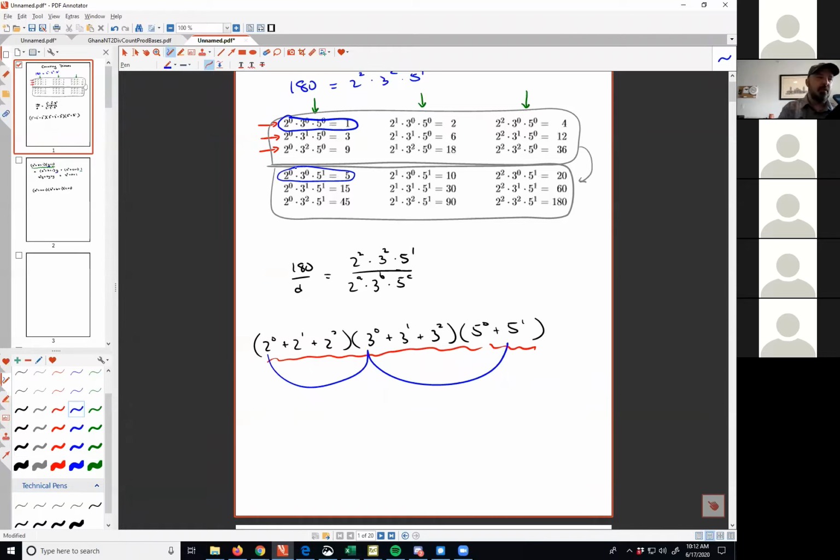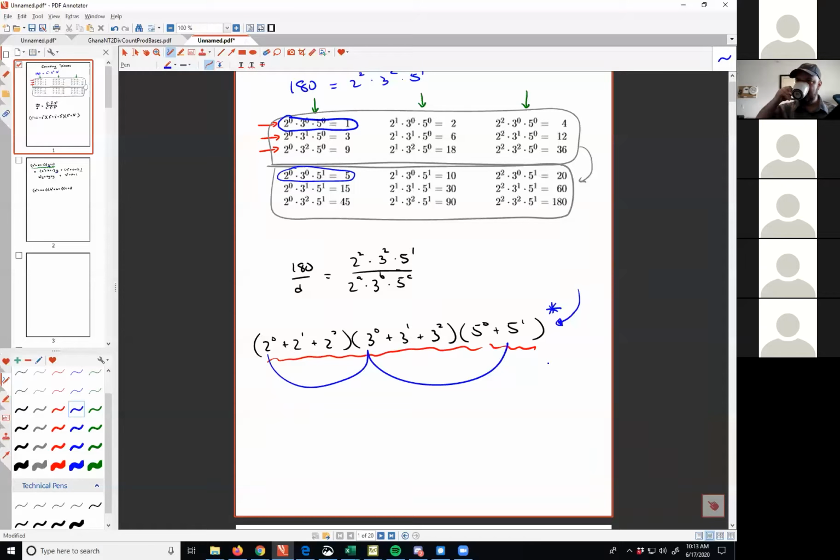What's going to happen when we multiply all of this out right here? You're going to get exactly what you have up there. Exactly. We're going to get exactly all of those divisors, each one of them exactly 1 time. So what is this product going to be equal to? The number of divisors that 180 has. The number of terms is the number of divisors, but then what are we doing with them?